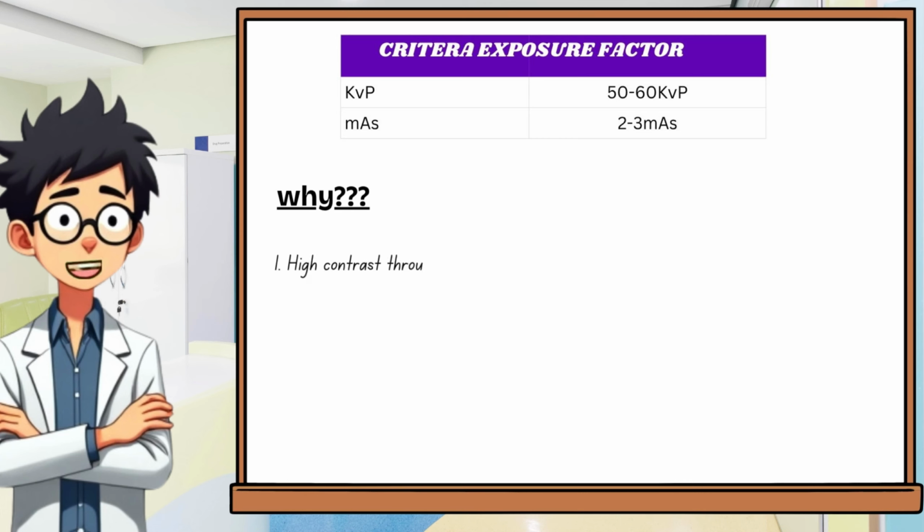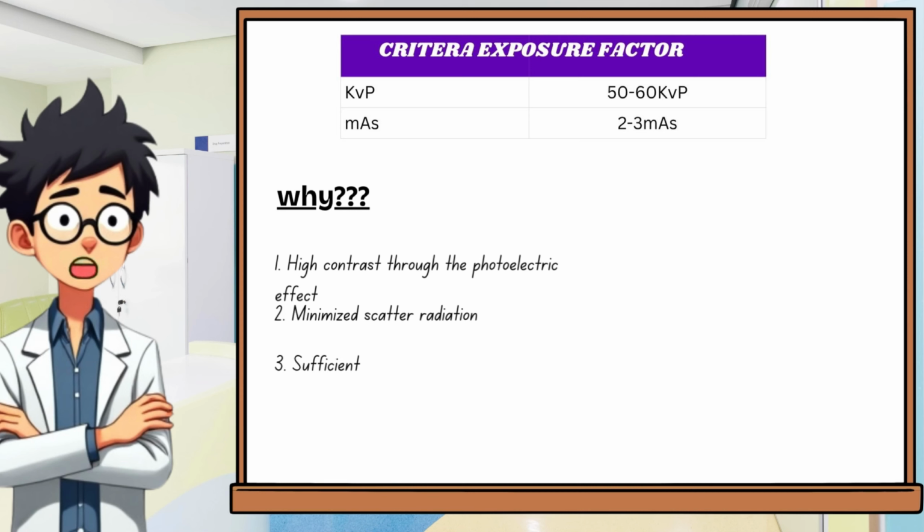1. High contrast through the photoelectric effect. At 50 to 60 kVp, the photoelectric effect is dominant. This enhances the visibility of fine bone details, such as the cortical and trabecular structures, which are essential for accurate diagnosis. 2. Minimized scatter radiation. Lower kVp reduces the amount of scatter produced. This helps to avoid image fog and improves the overall contrast and clarity of the radiograph.